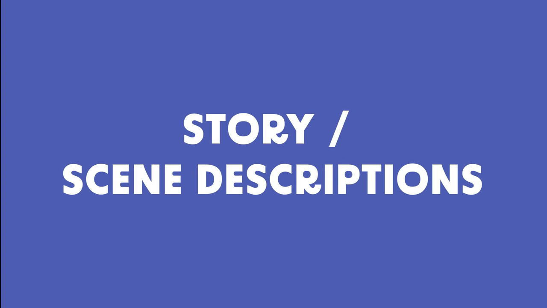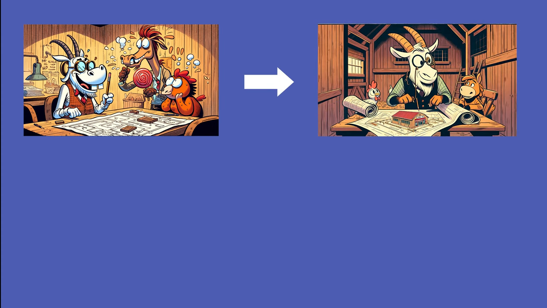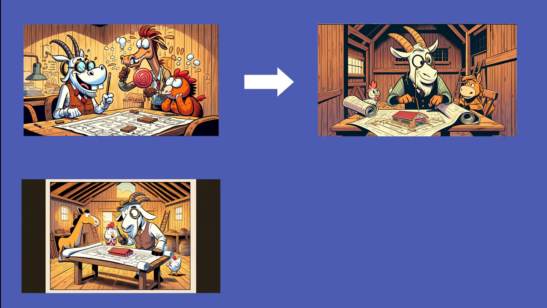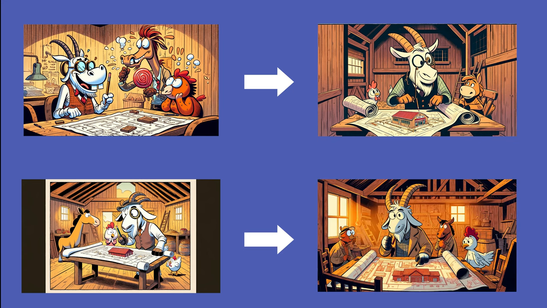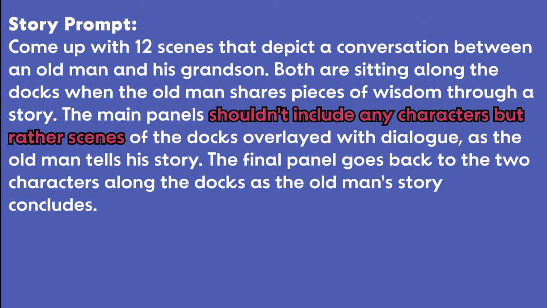Now, when creating a story, there's an important thing we need to keep in mind for image generation down the line. After spending some time playing around with character design, it's clear that using Dall-e to create consistent characters is a little tough. The more generations you try to create, the more likely you are to get more differences for the same character. So, for our story scene prompts, I decided to go with a more scenery-focused approach with little to no characters. Our story is going to be about an old man sitting on the docks with his grandson as he tells him a wise story. The emphasis here is on the dialogue and lessons in it rather than the characters.